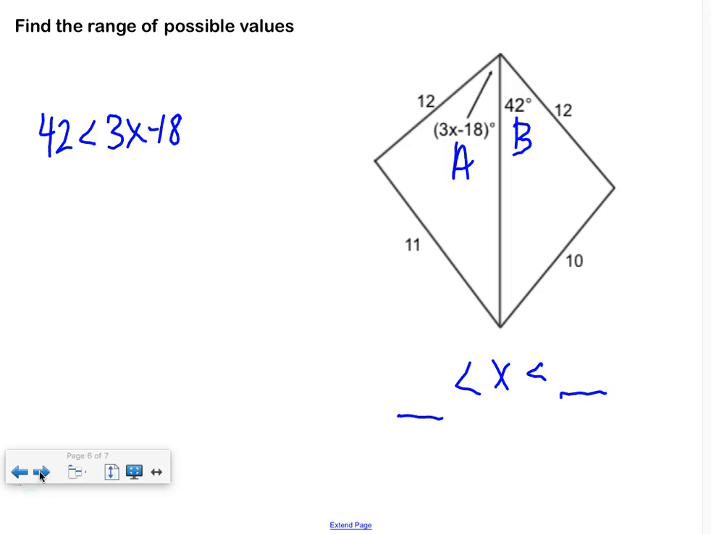So that would give us our lower bound, but how are we going to find our upper bound on this one? What is the max this angle can be? Nope. How many degrees are in a triangle? So that would be our upper bound, that'd be the max. So you'd now set 3x minus 18 less than 180. Guys, take a minute to solve those, and then I will get back to you.